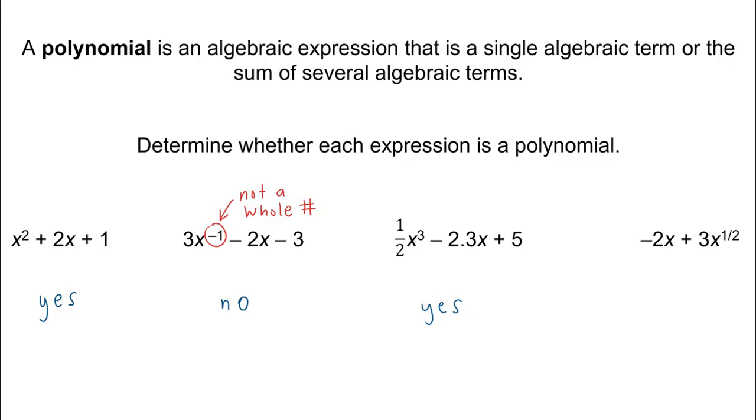Now let's look at the last example, negative 2x plus 3x raised to the 1/2. In this expression, I see 1, 2 terms. The first term, negative 2x, has an integer coefficient and a whole number exponent. So far, so good. But let's look at the second term, 3x to the 1/2. While this term has an integer coefficient of 3, the exponent is not a whole number. It's 1/2. So therefore, this would not be an example of a polynomial.